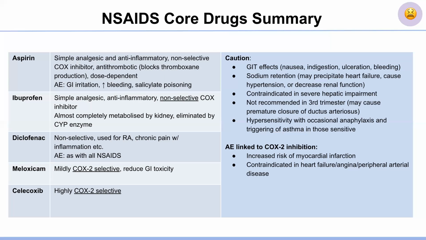There are also drugs that are more selective for the inflammation side, that is the COX-2 enzyme. Meloxicam, for example, is mildly COX-2 selective, so there's less GI toxicity. Drugs ending in coxib, such as celecoxib, are highly COX-2 selective. However, COX-2 inhibition is linked to cardiovascular issues, so caution is required there.